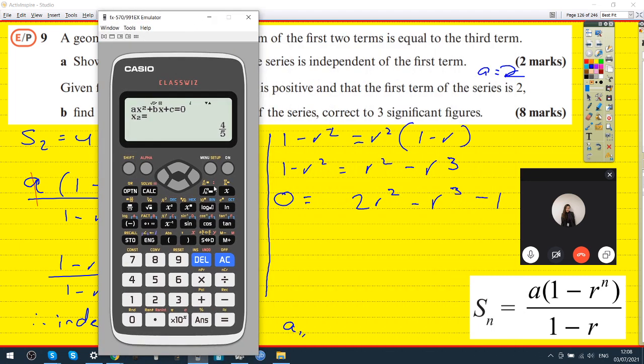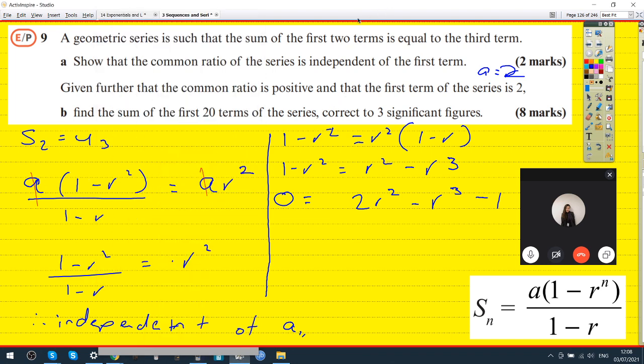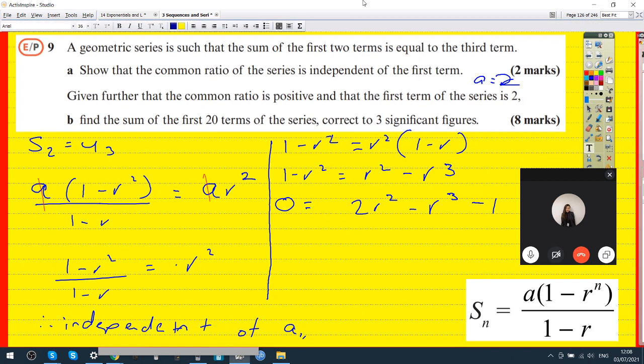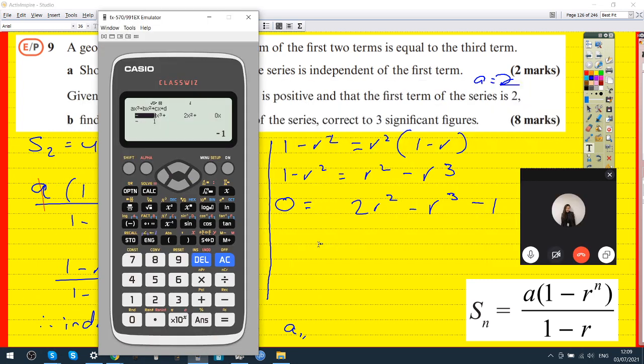Alright. Let's see. Finally it's a 3. Oh, there you go. And they said the common ratio is positive. Yeah. So we get 3 answers. One of them is negative. One of them is 1, which it can't be, because then it would just be the same thing over and over. So this one here, 1.618.